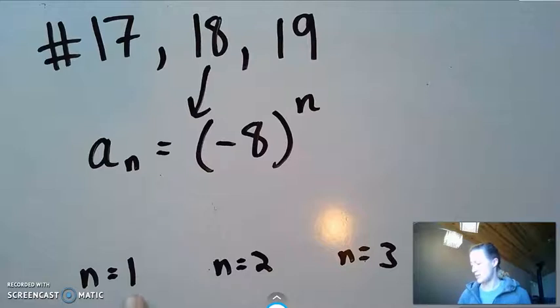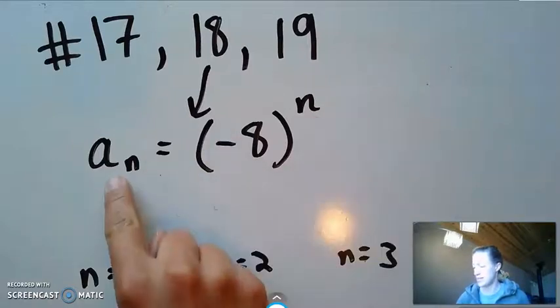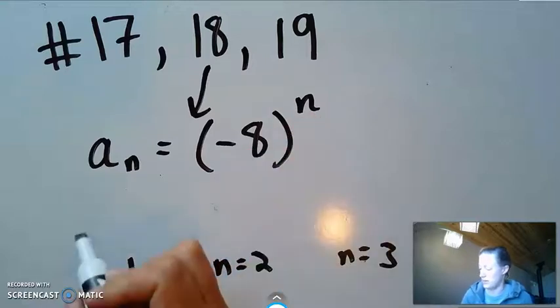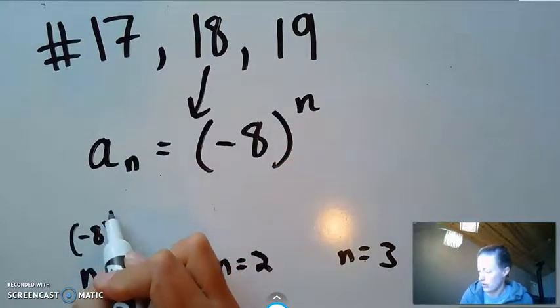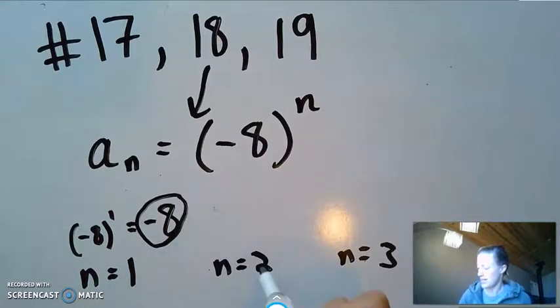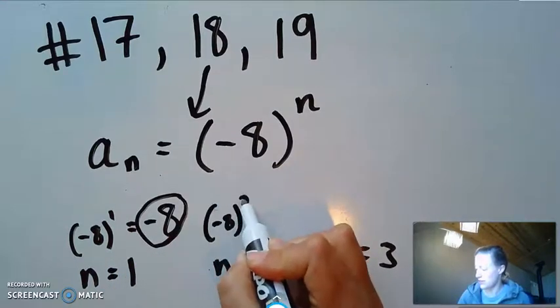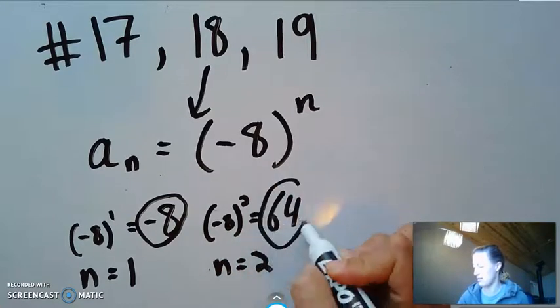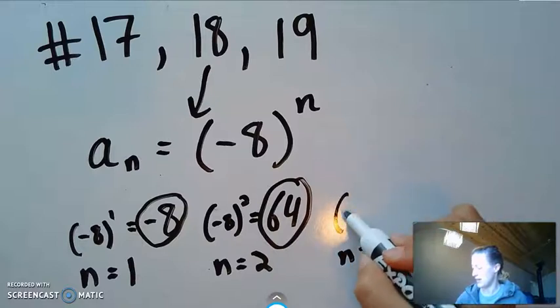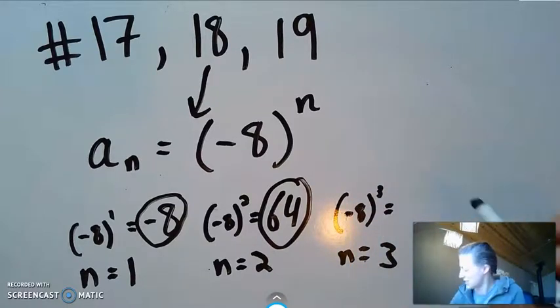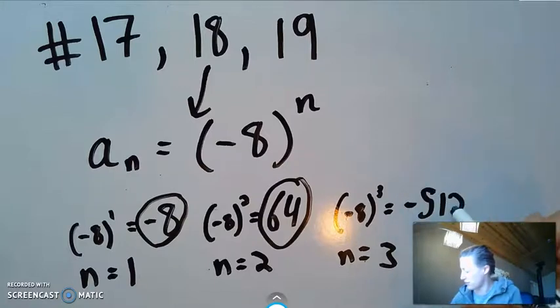So when n is 1, a sub 1, or the first term, is going to be negative 8 to the 1 power, which is just negative 8. When n is 2, we have negative 8 to the 2 power, so negative 8 times negative 8 is positive 64. And when n is 3, we have negative 8 to the 3rd power, so negative 8 times negative 8 times negative 8 is negative 512.